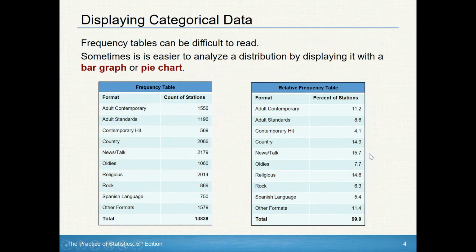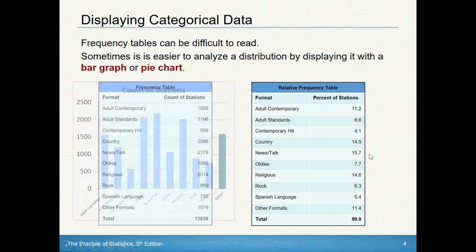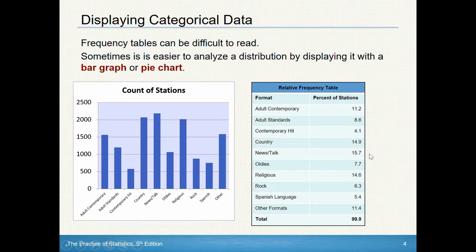Now, what we want to do is we want to make these into graphs. Now, there's only really two, well, I shouldn't say that. There are three types of graphs that we could make for categorical data. The first two are bar graphs and pie charts, which you've seen before. So I can make a bar graph of the first chart, which looked at the frequency.